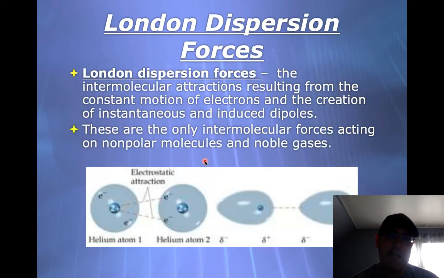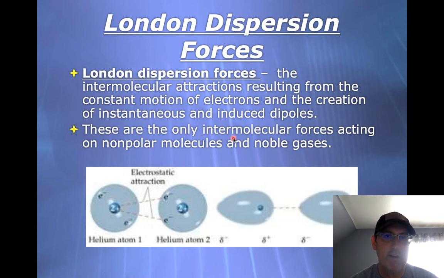And lastly, our last type. Now, these London dispersion forces, named after Fritz London, these are the only intermolecular forces acting on nonpolar molecules and noble gases. They're by far the weakest of the intermolecular forces. Most nonpolar molecules and noble gases at room temperature are gases because they don't hold together very well. They just separate from one another. So these London dispersion forces, they're really in all molecules, even polar ones as well, but they're just so weak they're not as recognized as a dipole-dipole or a hydrogen bond.